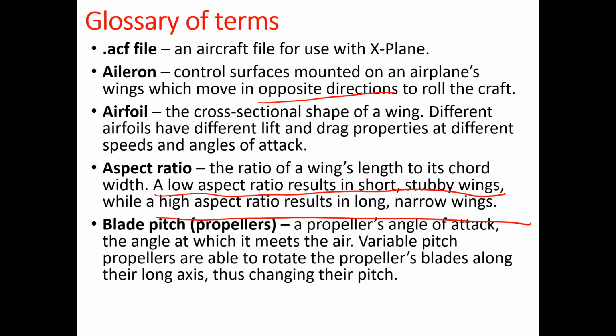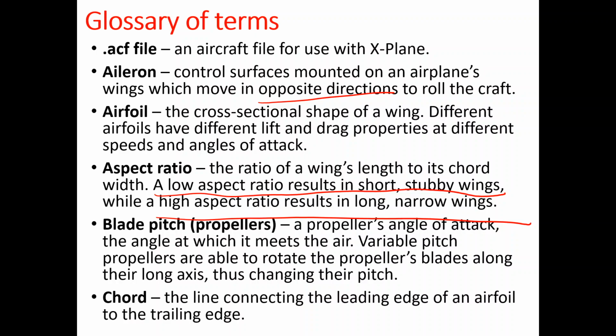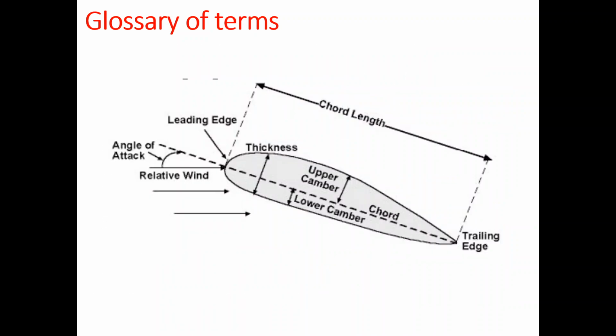Blade pitch, which refers to the propeller's blade. It's the propeller's angle of attack, which is the angle at which a propeller meets the air. Variable pitch propellers are able to rotate the propeller's blade along their longitudinal axis, which means that they are going to change their pitch, right? And the chord is the line connecting the leading edge of an airfoil to the trailing edge of an airfoil. A representation of an airfoil.